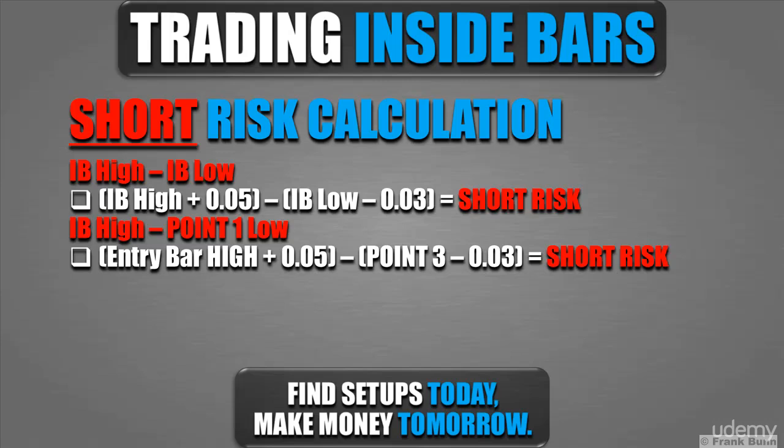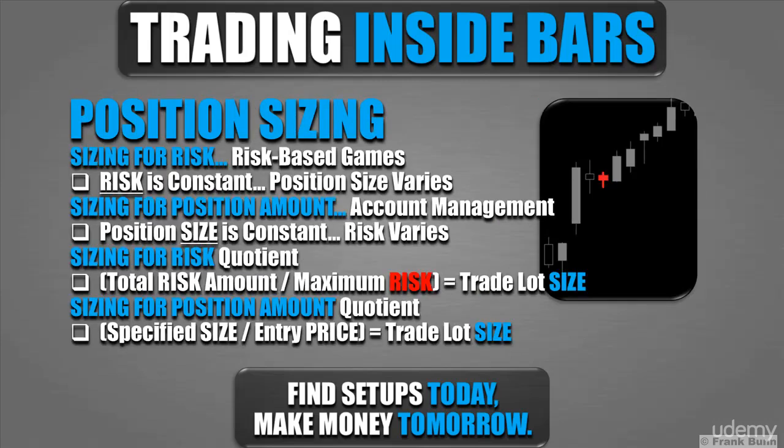For short risk calculations, we use the inverse. For the inside bar high minus inside bar low, our short risk is established by subtracting the high minus the low, plus or minus our slippage. For 0.1 breakouts, we will establish our IB high minus the 0.1 low, plus or minus our slippage, to establish the short risk.